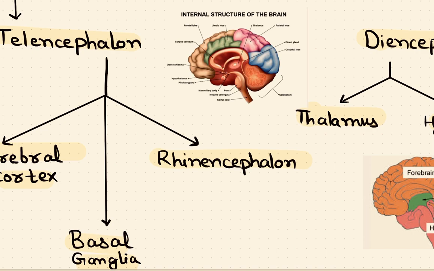Basal ganglia has three structures. The first one is caudate nucleus. The second one is amygdaloid body. The third one is corpus striatum.